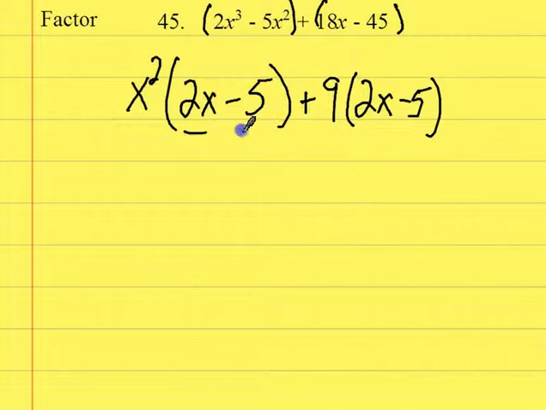And notice, these are the same. And if they're not the same, we can't factor by grouping. So those have to be the same. If they're not, one of two things: either you messed something up, or two, it can't be factored by grouping. All right, so how can we simplify this?